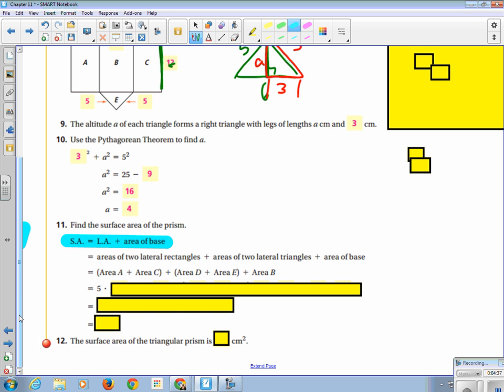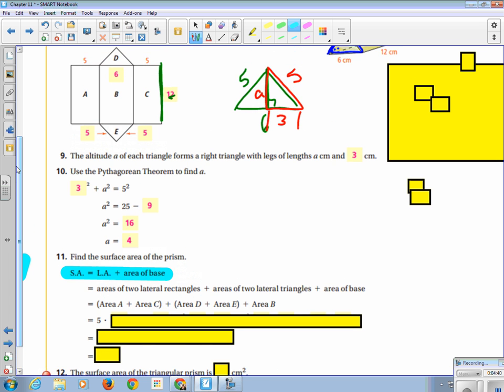Area of D is this top triangle. That's the reason we had to find the height of that triangle, because the area of a triangle is 1/2 base times height. We needed that height. And there's 2 of them, a top and a bottom. And then area of B is that big rectangle in the middle.